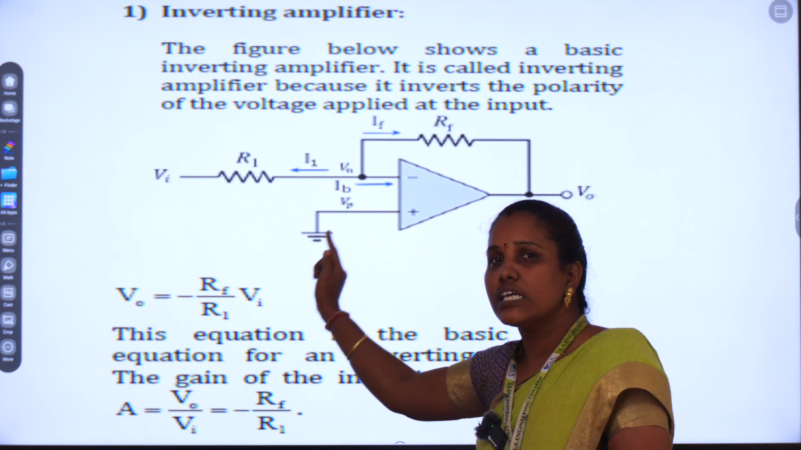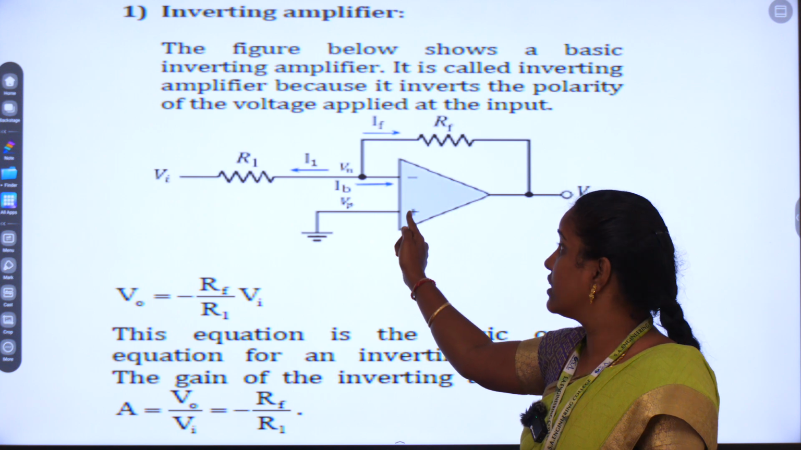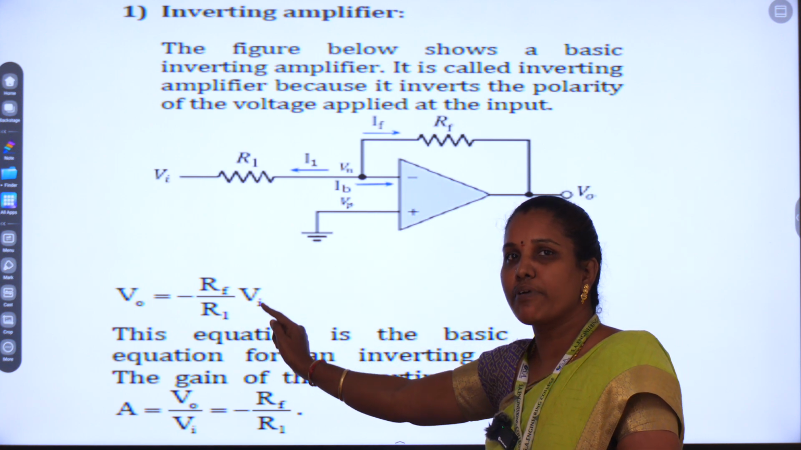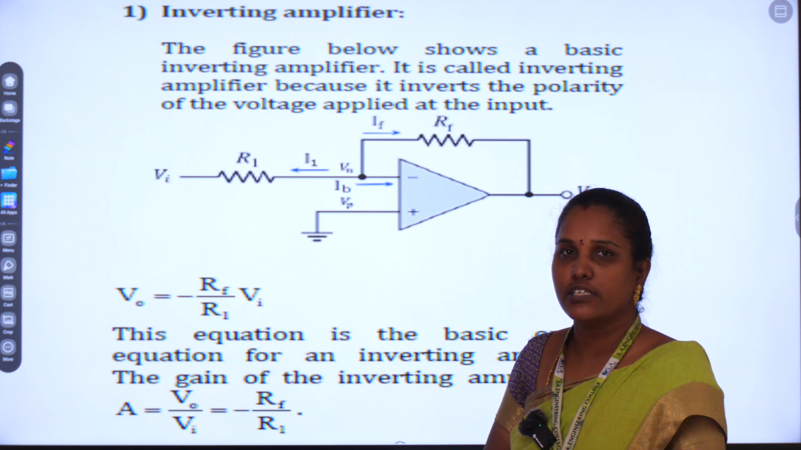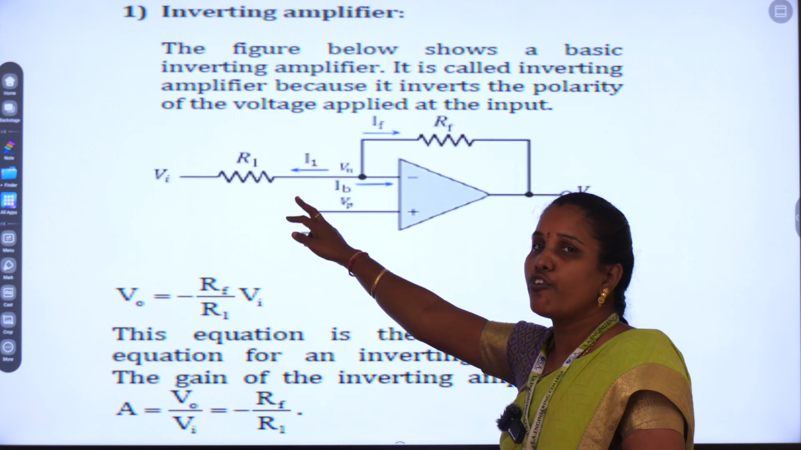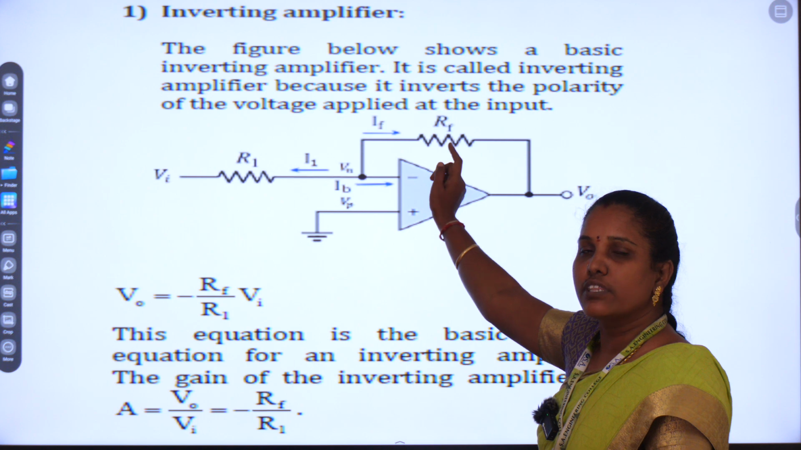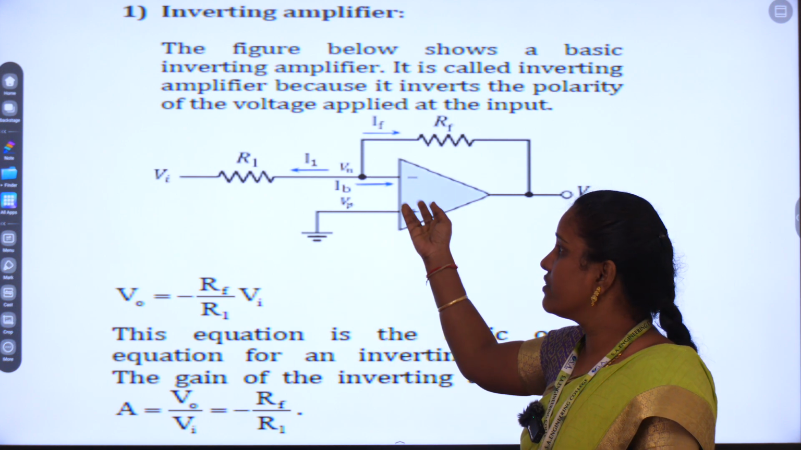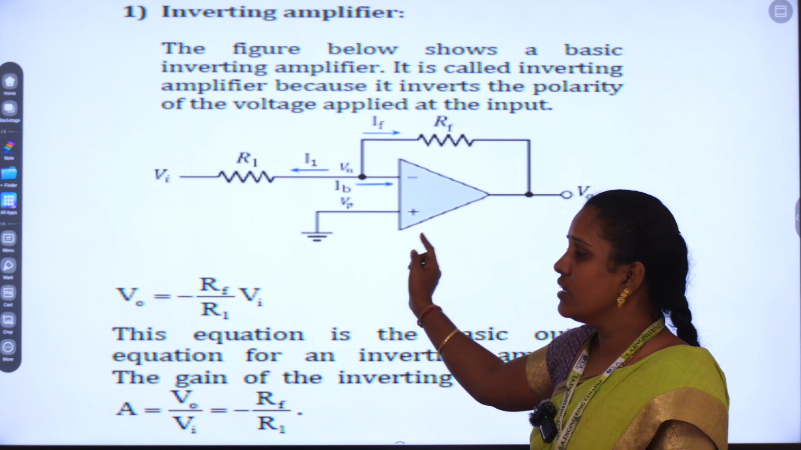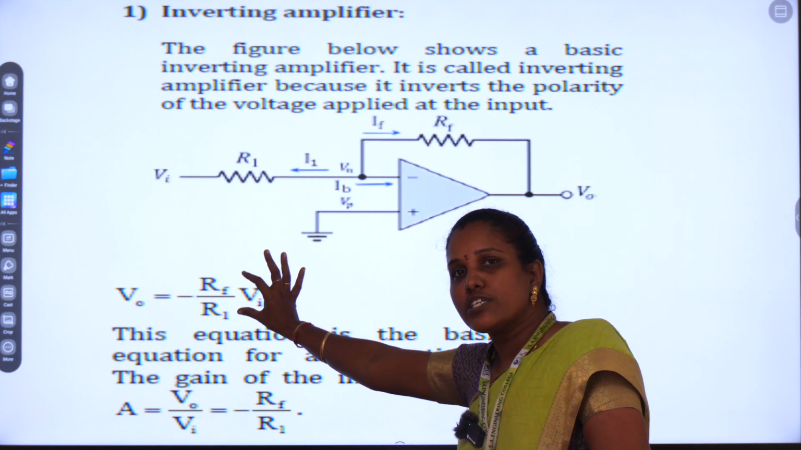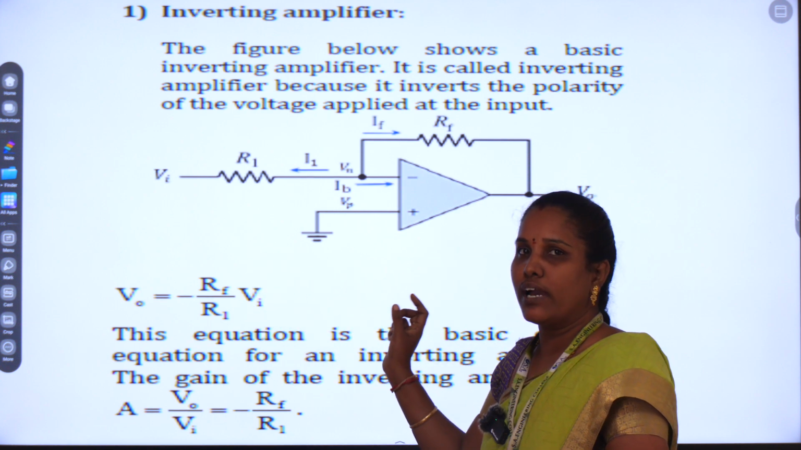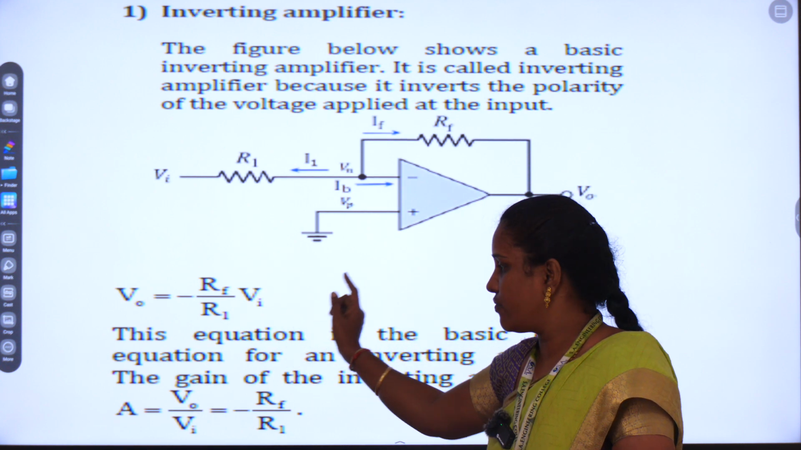Now the gain of the inverting amplifier for this configuration, V0 divided by VI, is equal to minus RF by R1. In some GATE questions, they will give the values of R1 and RF and ask you to calculate the gain. Sometimes they will give V0 and Vin and ask for the ratio of RF by R1, so we can answer it. So this is the important equation.